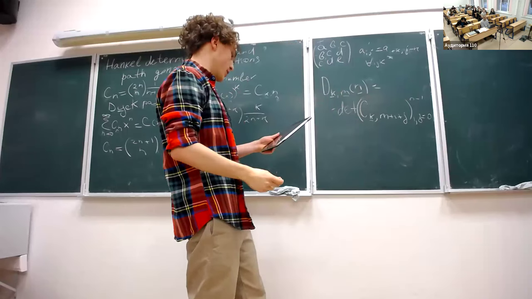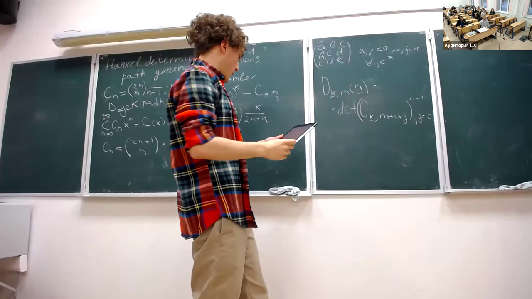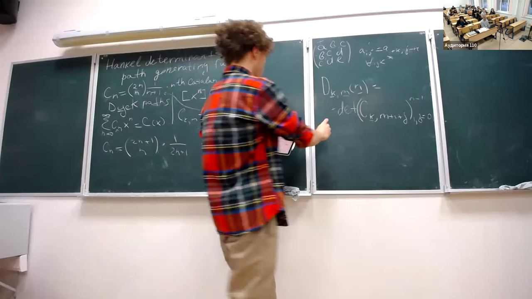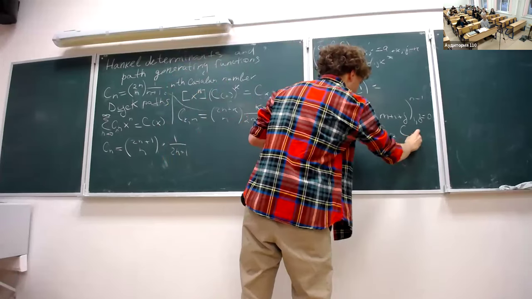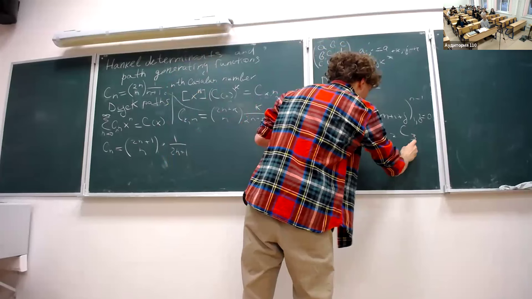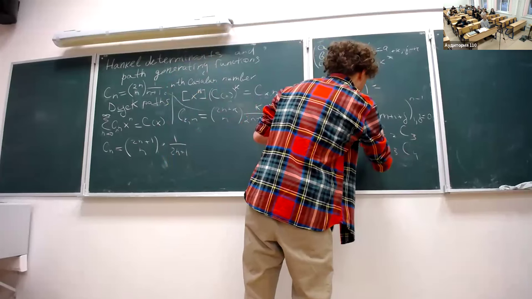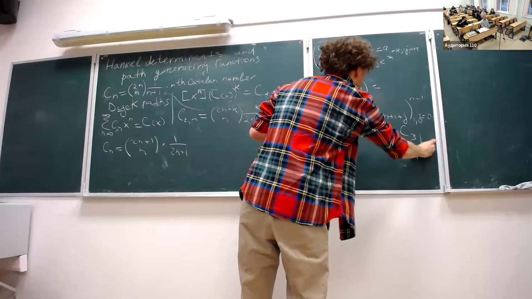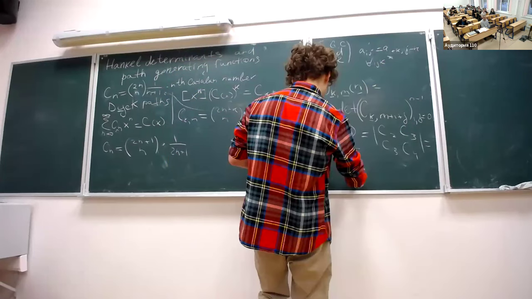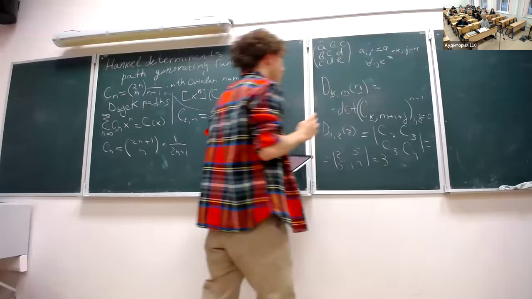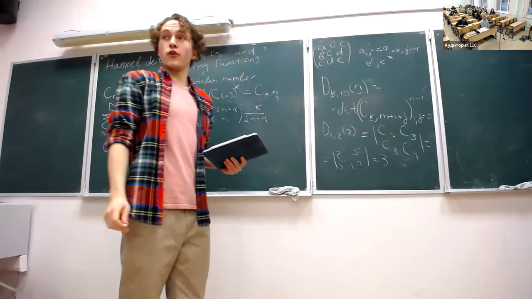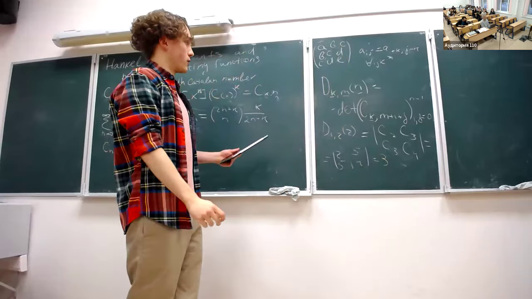So let me draw some examples for better understanding. Let me draw d_{1,2} of size 2. It will be the determinant of the matrix c2, c3, c3, c4, which actually equals... so a question for the audience. What will be d_{1,1}?